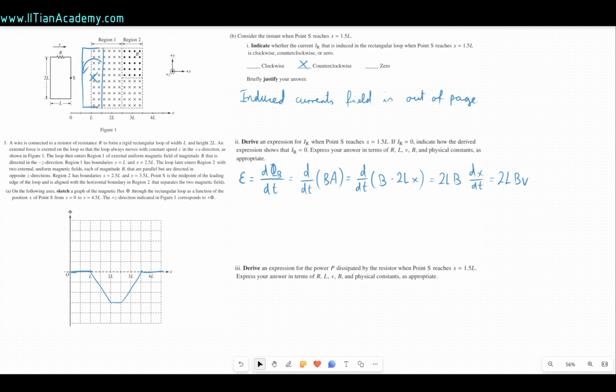And well, what we know is that V is equal to I times R. So I is equal to V over R. So this will simply be 2LBV over R. And this is the equation that we have to show.